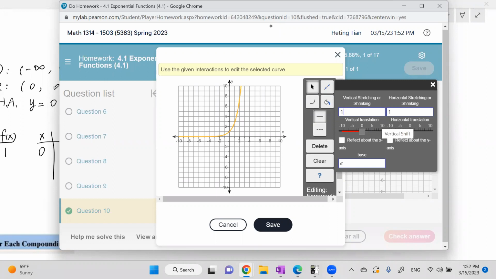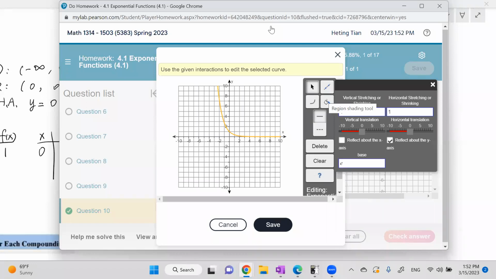Vertical translation? No. Vertical translation or horizontal translation means moving up or down or horizontally shifting. So nothing. If there is shifting, you can move the cubes here. No cube. This is square. So if there's none, we just keep them at 0. Is there any reflection about the y-axis? Yes, all the x becomes negative. We select this, and the base is e.